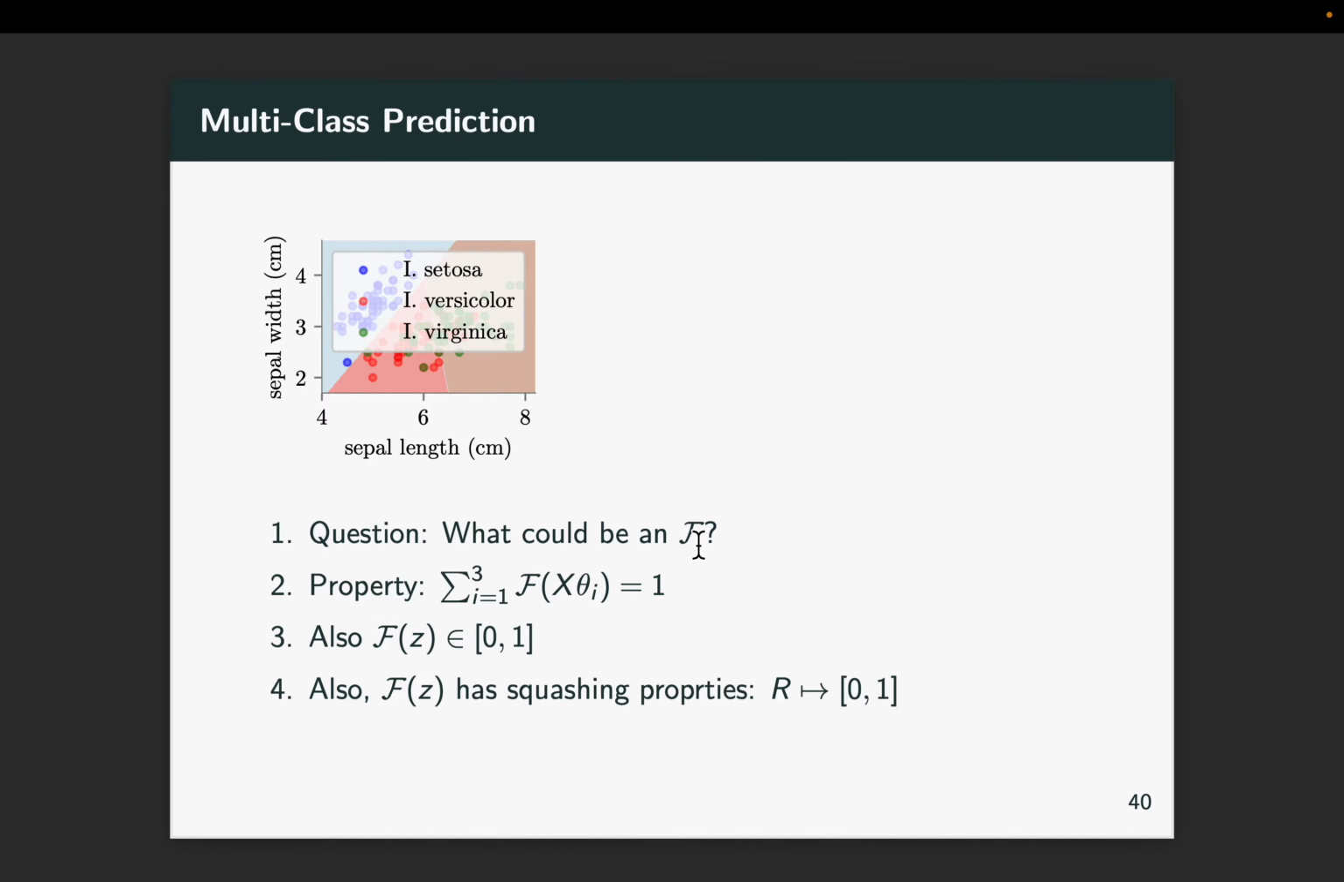So we are looking at some kind of function which gives us the squashing property, where we can give in any real input, meaning minus infinity to infinity, and it will bring it down to a scale of 0 to 1. And overall, we need the setup to be done in such a way that the summation of f of x theta i over the k classes is 1.